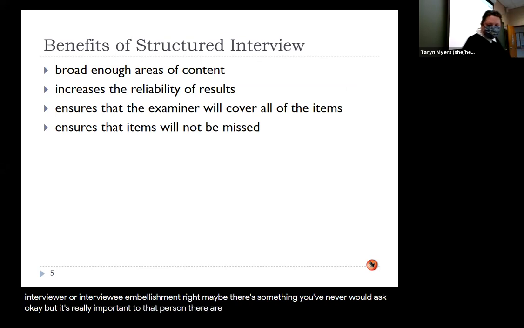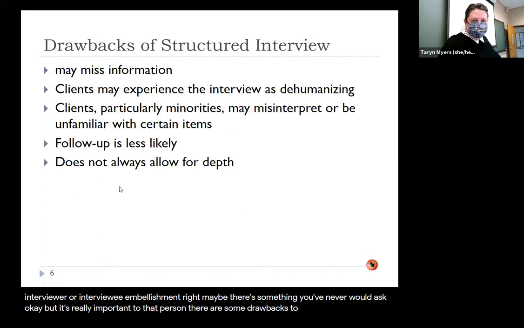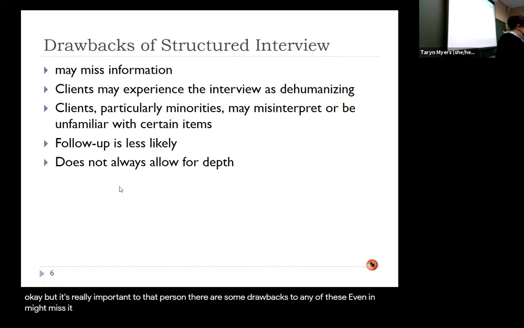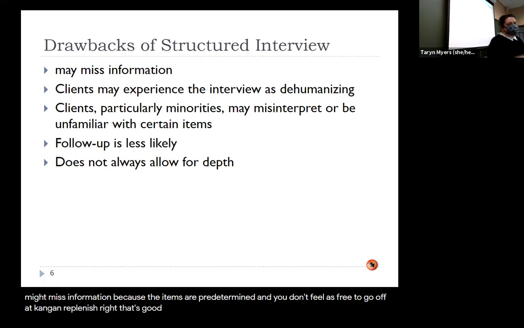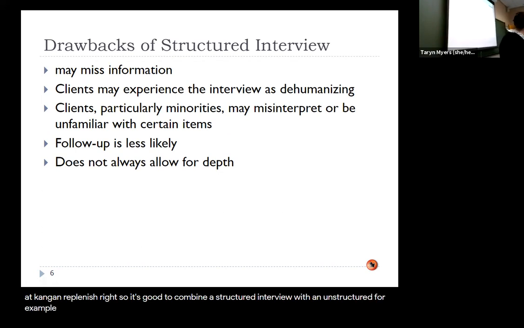There are some drawbacks to any of these techniques. The examiner might miss information because the items are predetermined and you don't feel as free to go off on a tangent or a hunch, right? So it's good to combine a structured interview with an unstructured, for example. Clients can experience the interview as dehumanizing.